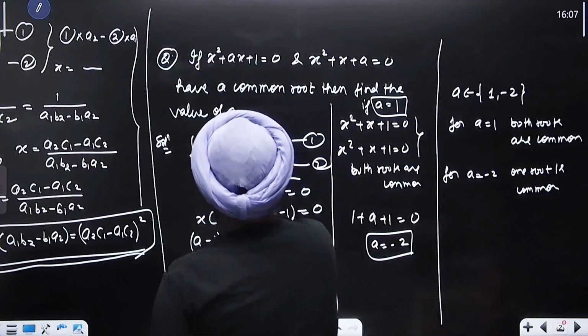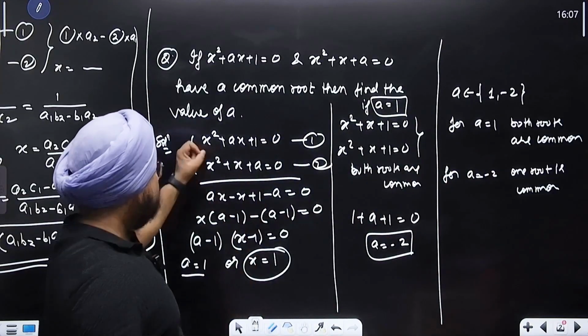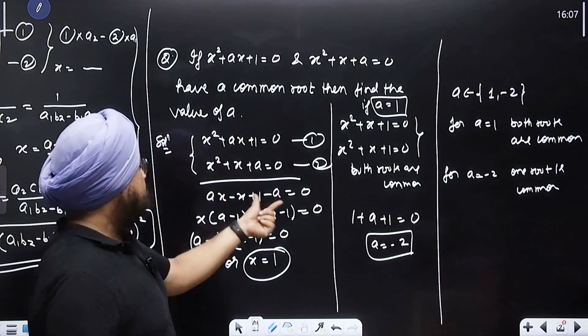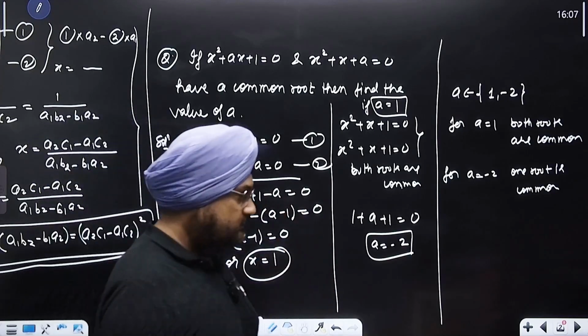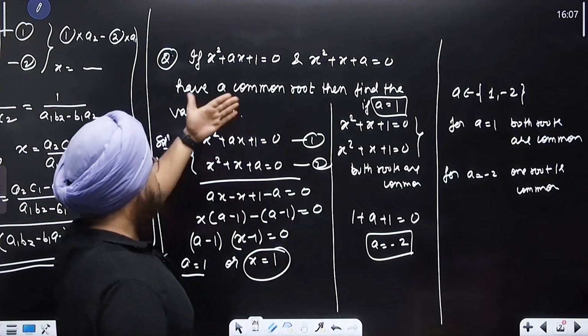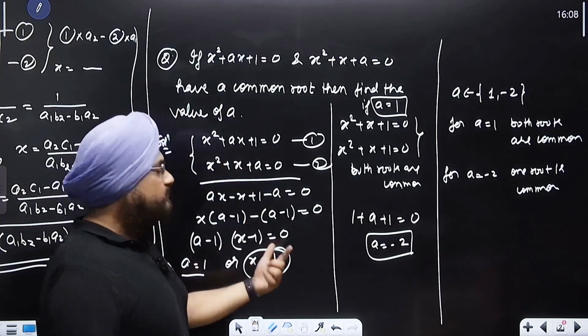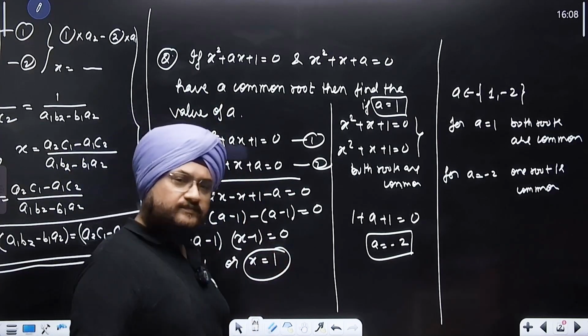We multiplied this equation by 1 and this equation by minus 1. So this is f(x), this is g(x). We used f(x) minus g(x). So if these two equations have a common root, then f(x) minus g(x) will also have a common root, which is equal to 1.